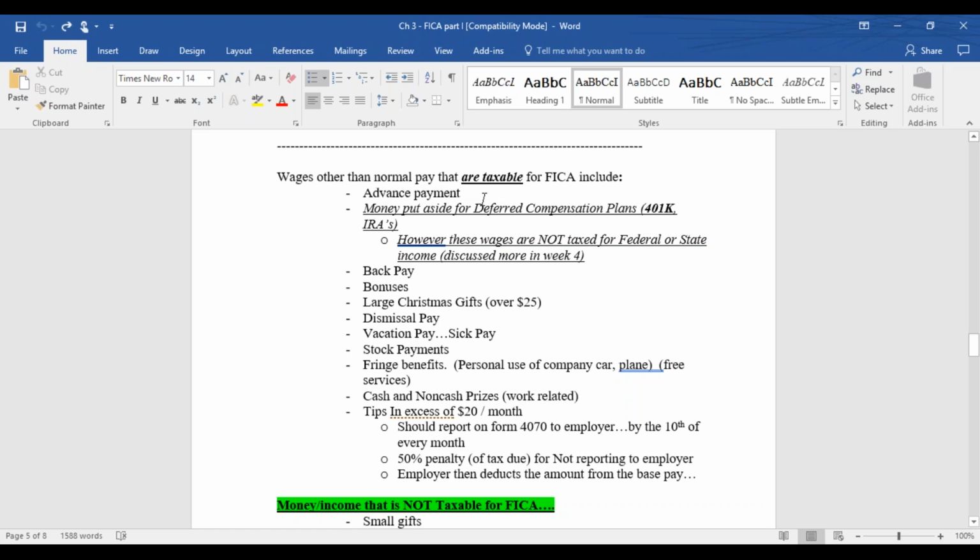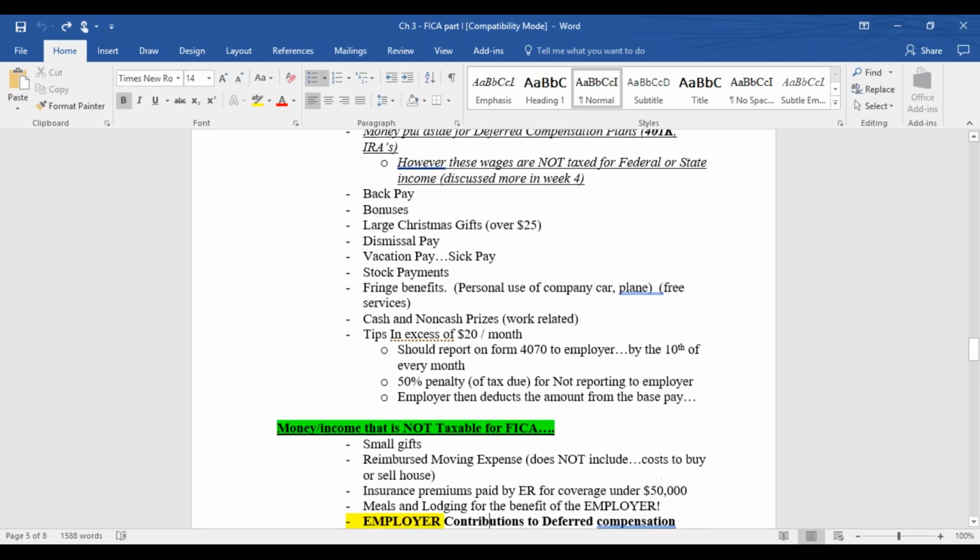Now, everything here is considered taxable. This is the one that's going to be different between this week and a couple weeks in the future when we talk about federal withholdings. You'll just want to get this memorized somehow. For FICA taxes, you do not get to deduct 401k payments. If you put money aside into a retirement plan, you still have to pay Social Security and Medicare tax on that. That's the part you'll want to have memorized. As we'll see when we get to week 4, that's not the case for federal and state taxes.